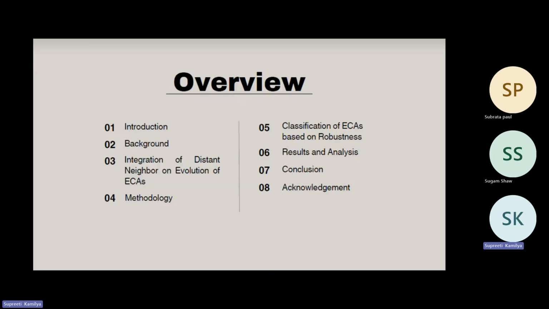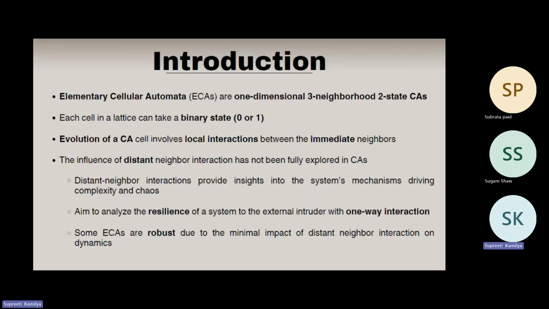Let's first start with the overview of what we're going to go through in this presentation today. We are first going to go through the introduction, then the background, followed by integration of distant neighbor on evolution of ECAs, the methodology, followed by classification of ECAs based on robustness, results and analysis, conclusion and acknowledgement. So let's start with the introduction first.